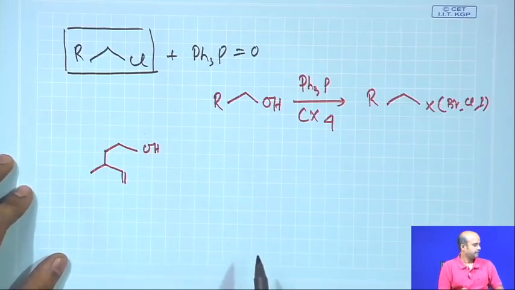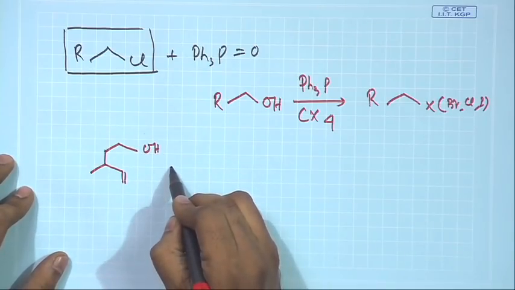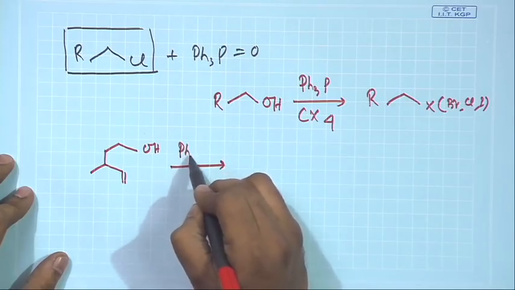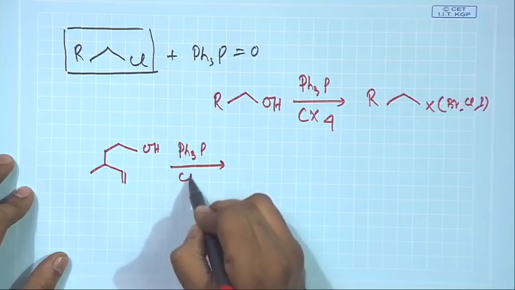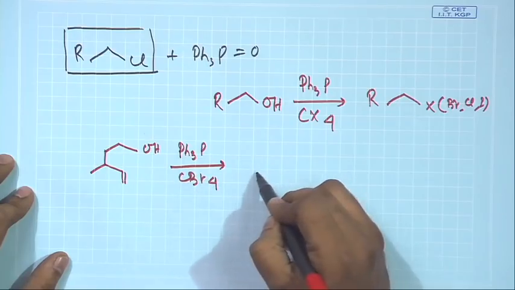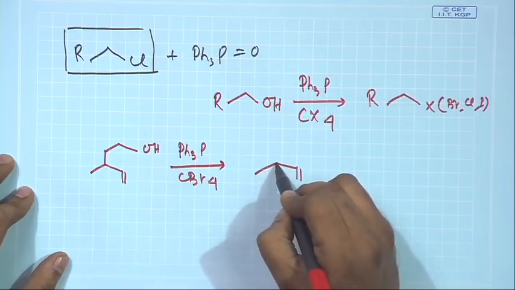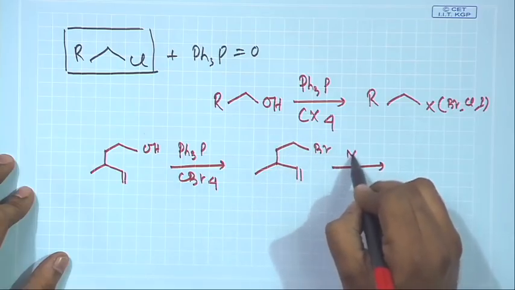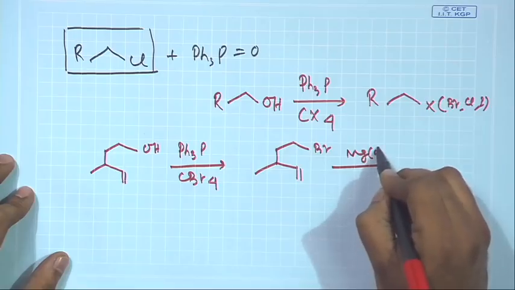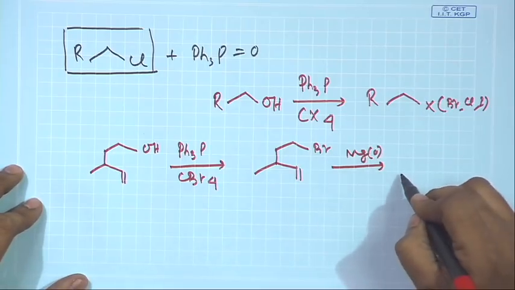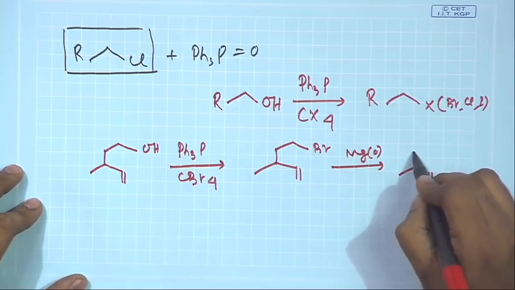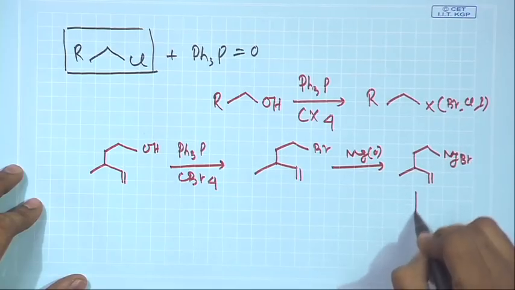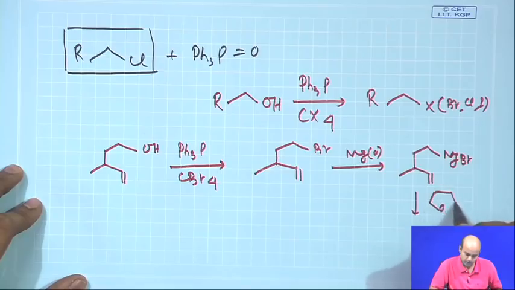CH2OH. Okay. So, what do you do? You basically treat it with triphenylphosphine and CBr4, and you will get the corresponding bromide. Then react with magnesium metal, and you will get the corresponding Grignard, and react with furfural.